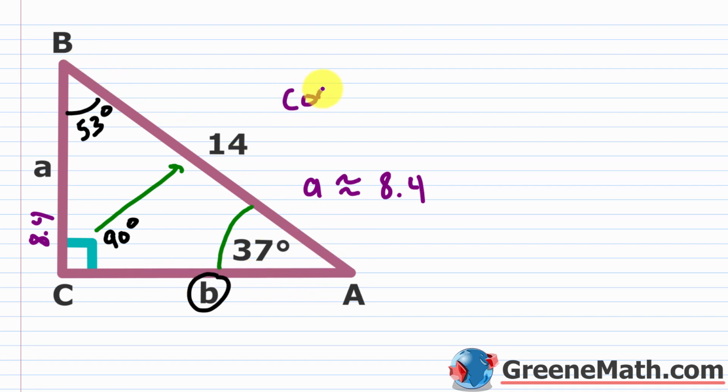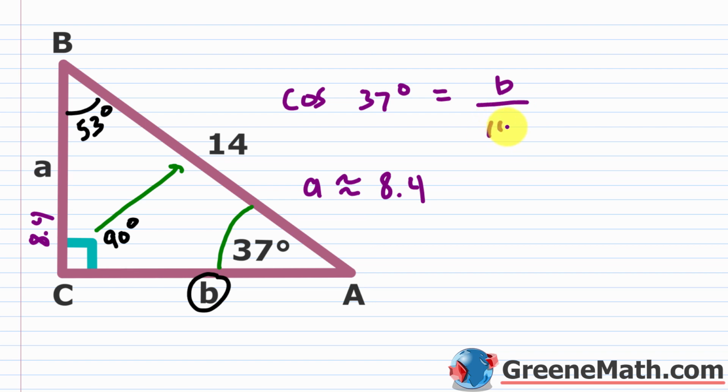So if I did cosine, okay, cosine of 37 degrees, well, now this is equal to, again, the adjacent over the hypotenuse. And the adjacent is what? It's going to be this lowercase b. And the hypotenuse is 14.